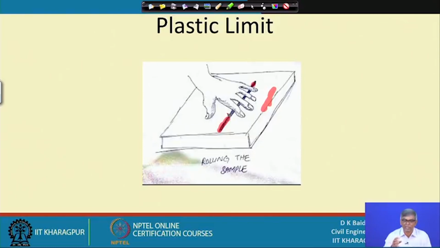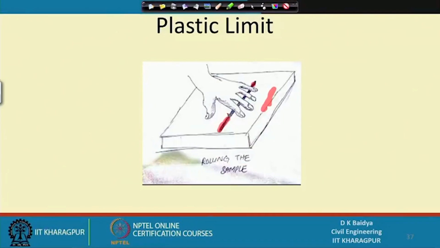Then what will you do? Immediately collect that and keep it in a container, take the weight, and then put it in the oven. Next day you take the weight, and from there you get the water content, and that water content is nothing but the plastic limit. So, that way one can find out the plastic limit. So, this is the liquid limit procedure, this is the plastic limit, and then we can go for the shrinkage limit.